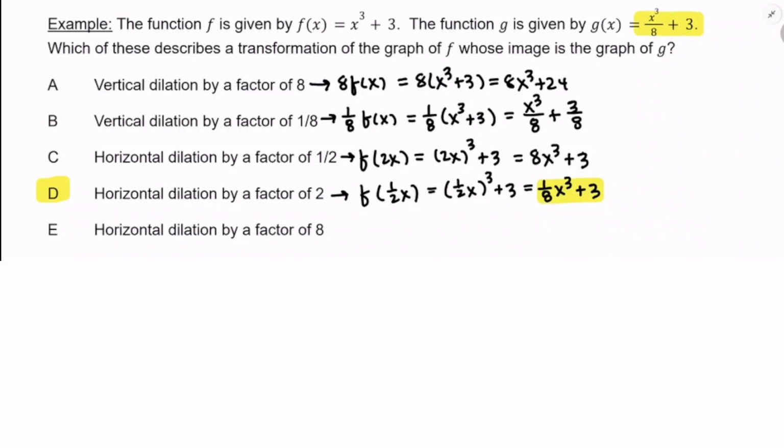Okay, horizontal dilation by a factor of 8, it'd be kind of like C, but even farther off. It'd be like 8 to the third, whatever that is, and some big number. We don't really want to do that.